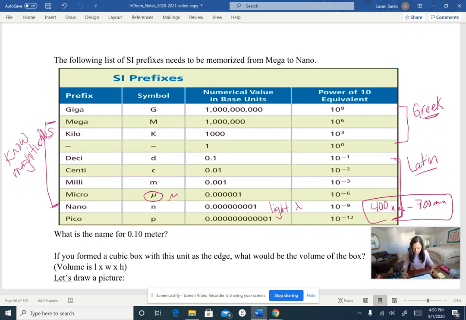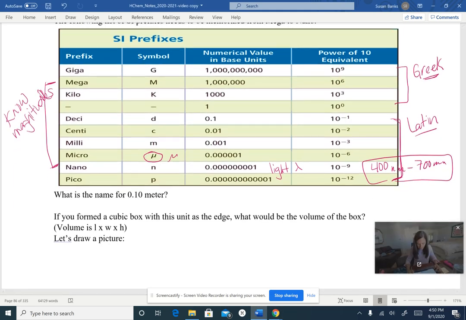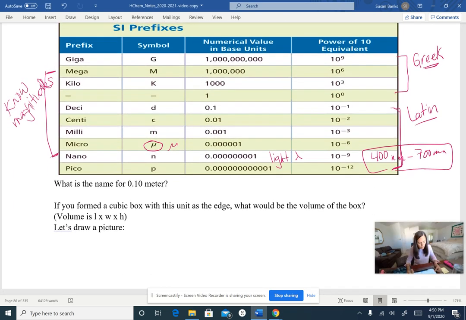Okay, so let's do a little bit here. What is the name for 0.1? Or if I look at 0.1, it's a 10th. So if I go to a 10th, that name is deci. So the name for 0.1, or a 10th of a meter, is a decimeter.